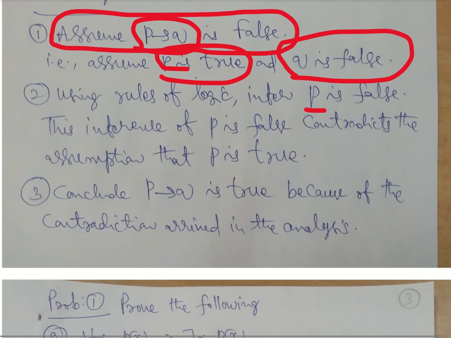So like that we start by considering the given statement as false. To make sure that whatever we have considered is not valid, we infer that P is going to be false, which is going to contradict that P is true.